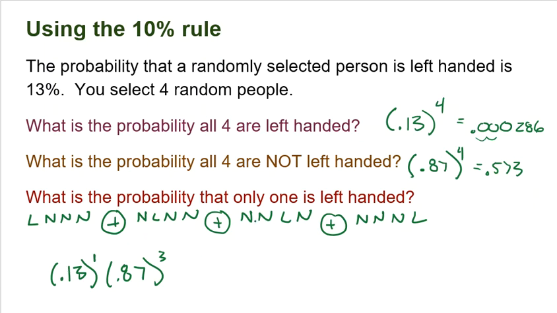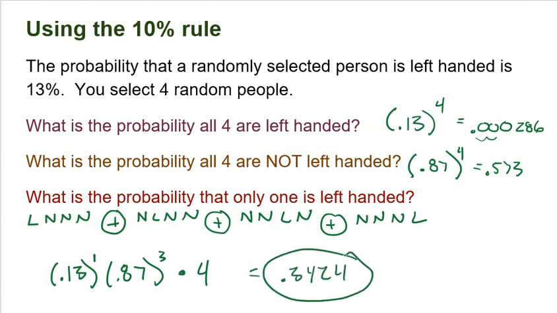So the point is that all 4 of these options have 1 left-handed person, which is a 13% probability, and 3 non-lefties, an 87% probability. But there are 4 distinct different ways it can happen. So basically, I'm going to multiply that by 4 because remember, multiplication is repeated addition. So taking the same number 4 times. So 0.13 raised to the first times 0.87 raised to the third. And then I'm going to multiply that by 4 because there's 4 options, right? It would be the same thing as adding it 4 times. Why not just multiply it by 4? And I get 0.3424.